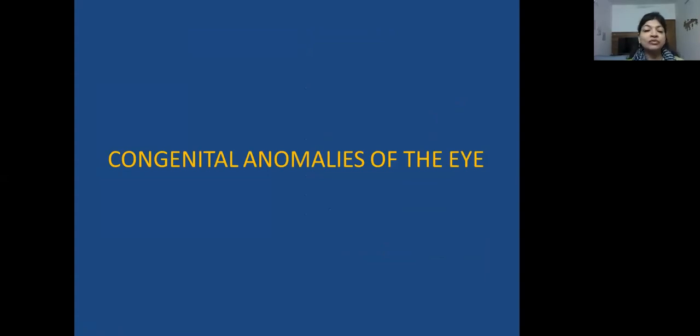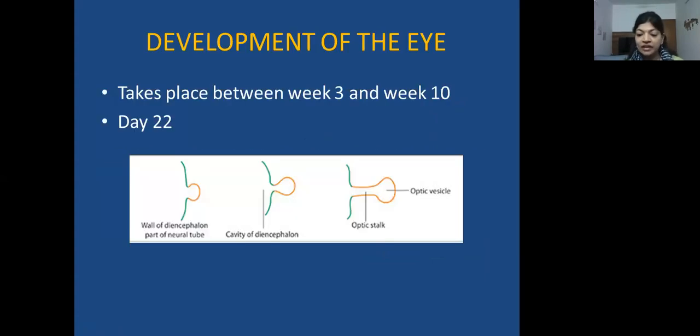Now, going into the second thing, what we're looking for after we are done with the red reflex is to see if there are any congenital abnormalities of the eye. The development of the eye typically takes place between week 3 and week 10 of gestation. So how does the eye develop? It's typically from the forebrain, that is the diencephalon. You have a small outpouching that develops on either side, which is called the optic vesicle. And the optic vesicle will be connected to the brain by a stalk, which is called the optic stalk. So the optic stalk is what forms the optic nerve of the child, and the optic vesicle is what's going to form the remaining structures of the eyeball.